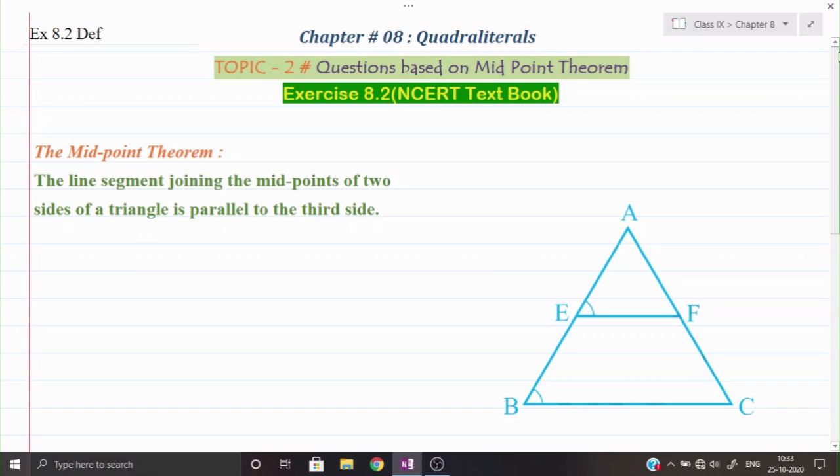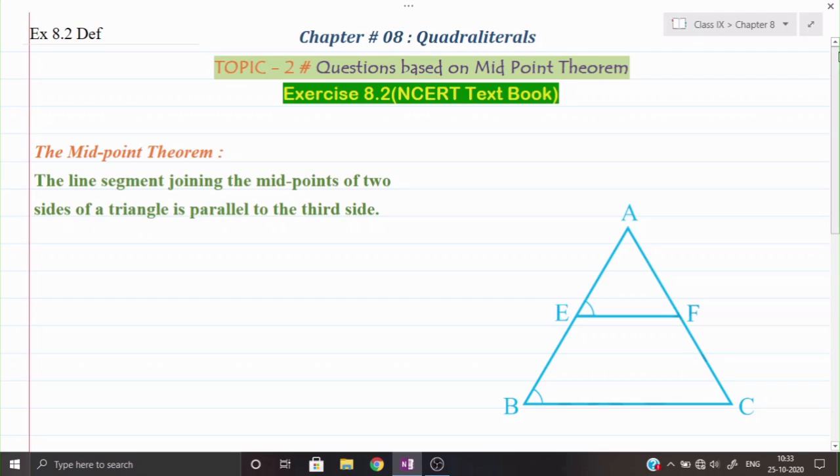This theorem is divided into two parts. One is the main part, which is called the midpoint theorem, and the second one is called the converse of the midpoint theorem, meaning it is the opposite part of the midpoint theorem. So let us first see the main midpoint theorem.